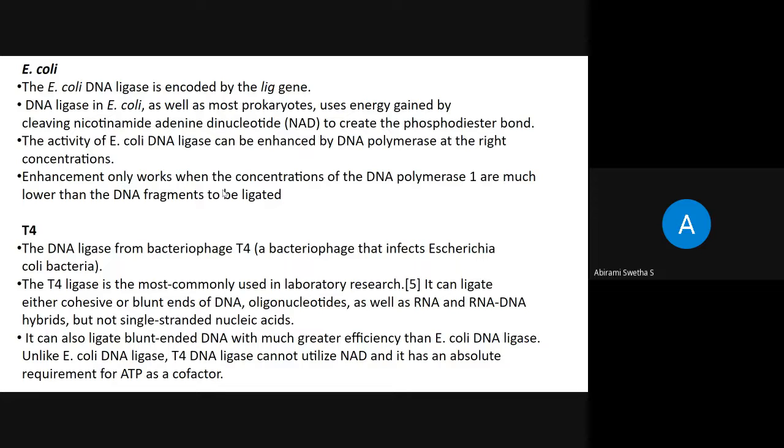It can also ligate blunt-ended DNA with much greater efficiency than the E. coli DNA ligase. Unlike E. coli DNA ligase, T4 DNA ligase cannot utilize NAD, and it has an absolute requirement for ATP as a cofactor.